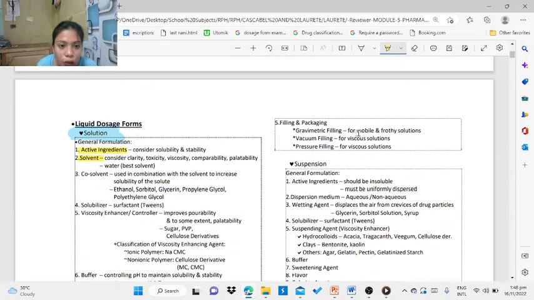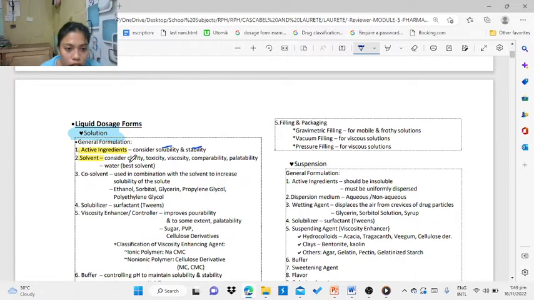Okay, for active ingredients, consider solubility and stability. It must be stable and soluble. Next is soluble and stable. Active ingredients must be stable and soluble.